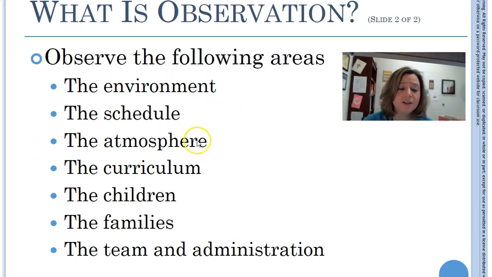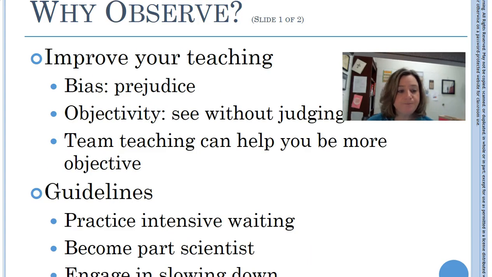But then you also start to look at things like the atmosphere. We talked about this in class, about how you can kind of feel whether or not it's a warm classroom, if it's a cold classroom, and I don't mean temperature-wise, I mean with the interactions that we see. We can also observe the curriculum, the children, the families, the team, and the administration. But basically what I want you to see from this is that there is nothing that we can't observe for to get the information that we need to then make informed decisions.